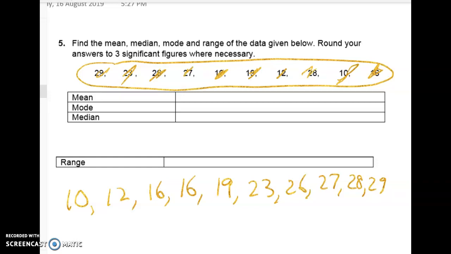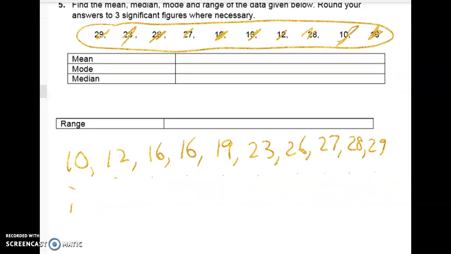So how many numbers have we got here? 1, 2, 3, 4, 5, 6, 7, 8, 9, 10. So we could write that as n equals 10. N means the number of things in my sample. And the median is going to be halfway through. So we can do this in a few different ways. I like to think of 2 blocks of 5. So 5 numbers here and 5 numbers here. And the median will be halfway in between those 2 numbers.